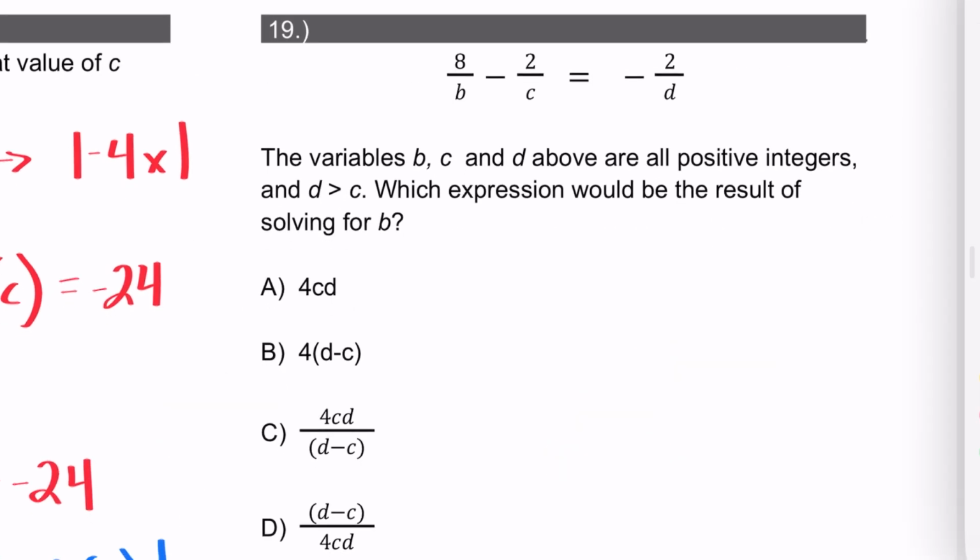Number 19. The variables b, c, and d above are all positive integers, and d is greater than c. Which expression would be the result of solving for b? The first part there could make you think you have to do something interesting with b and positive integers and d is greater than c. But all they're pointing out there is that if b, c, or d was negative, then it would switch those fractions, the positive would become negative, the negatives would become positives.